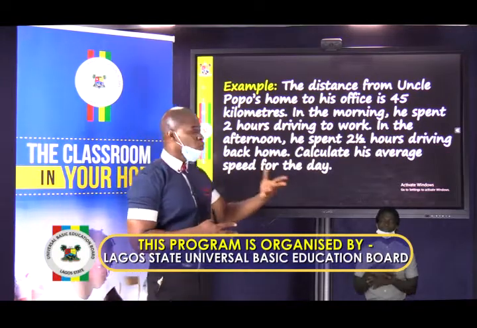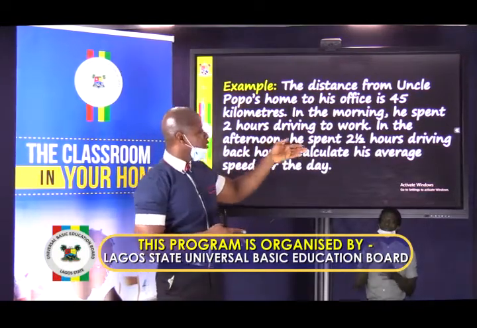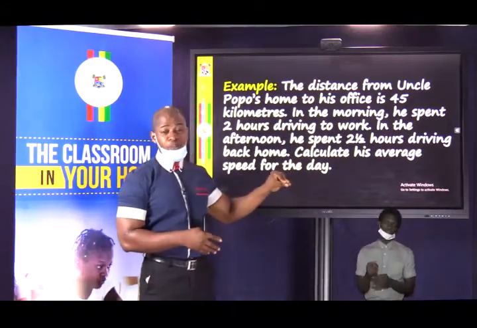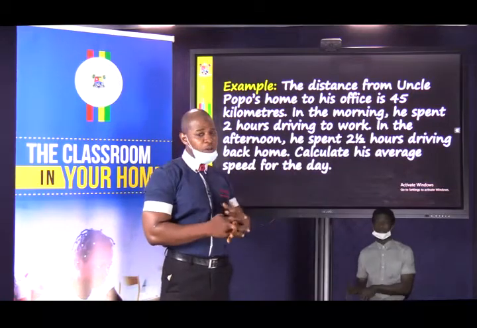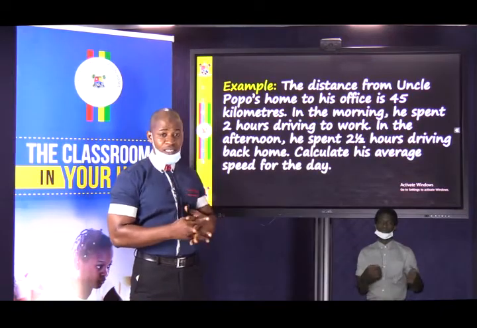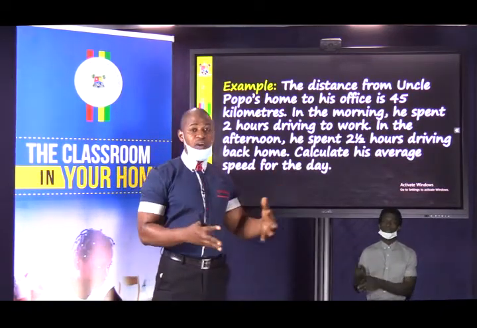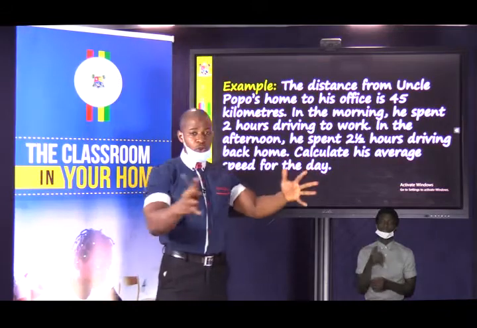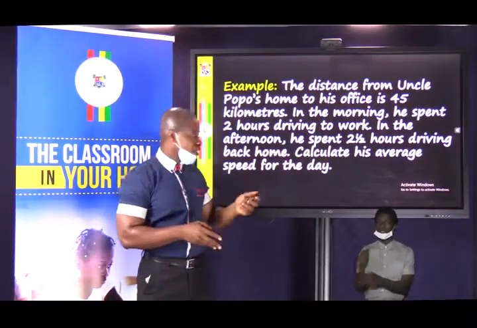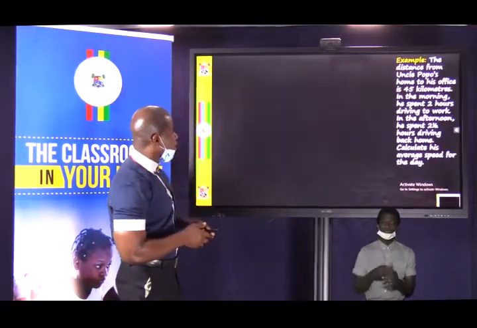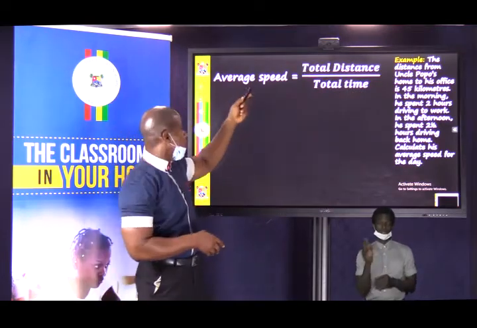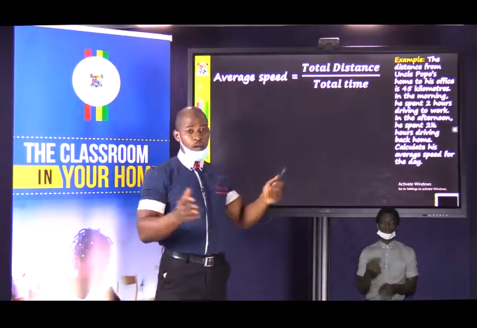Now, what we're going to do here will be to find the average speed, but not by finding the average speed for the morning and the average speed for the afternoon and then finding the average of both of them. No. When you have different distances and different times like this, and you have to find the average speed, we take the total distance as the distance, then we take the total time as the time, and then we find the average speed like this. So we know that the average speed is the distance over time. In this case, it will be total distance all over the total time.